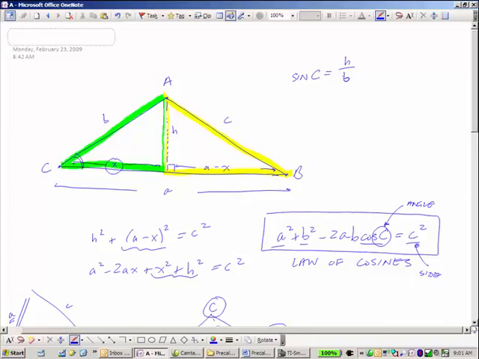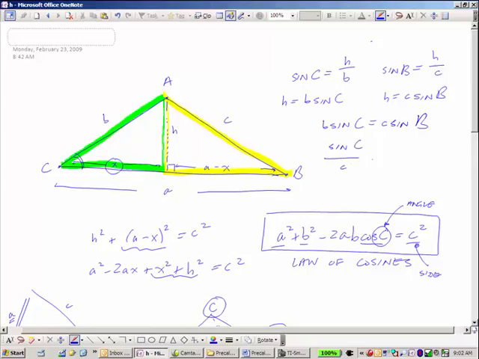Okay. Is that all right? Sine of angle B is opposite over hypotenuse. Is that okay? Okay. H is equal to B sine C. H is equal to C sine B. So in other words, B sine C equals C sine B. You want to know a really easy way to remember that?